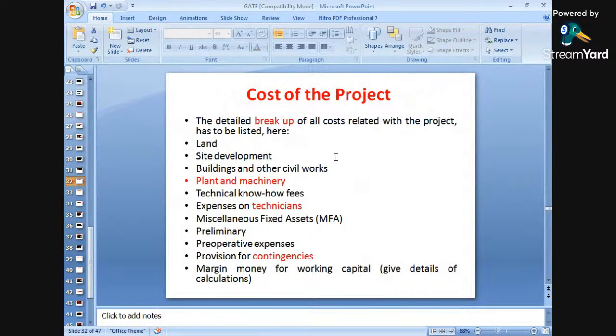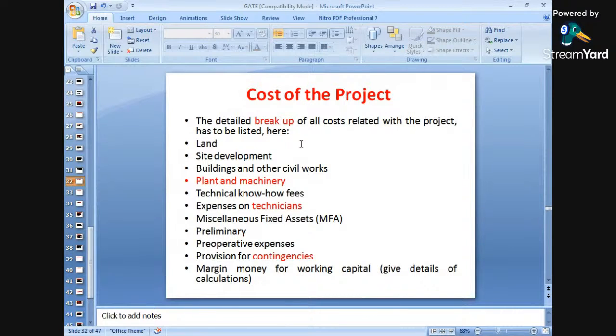Next is what is the cost of the project. The cost of the project is again very important. The detailed breakup of all the costs related to the project has to be listed here. These are the breakups, these are the various stages. At various stages, cost will be required for construction of any project. So what will the cost of the project be?